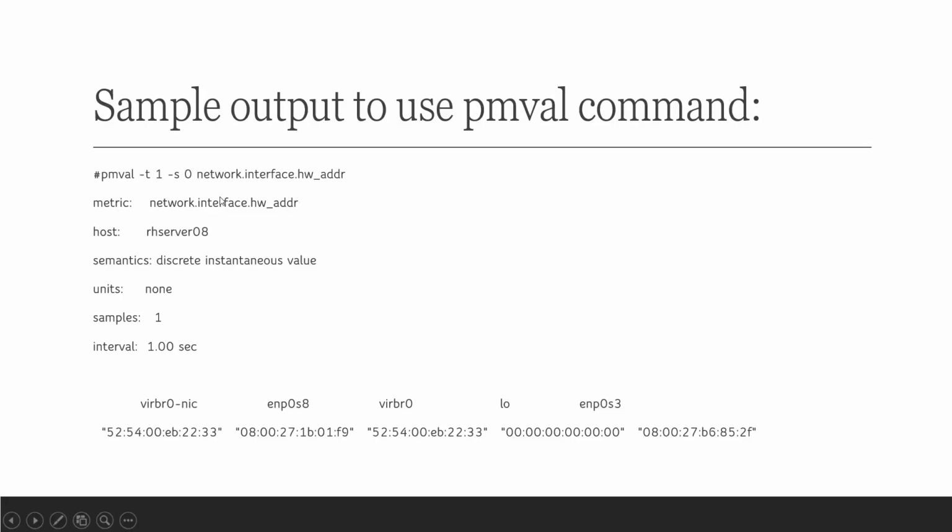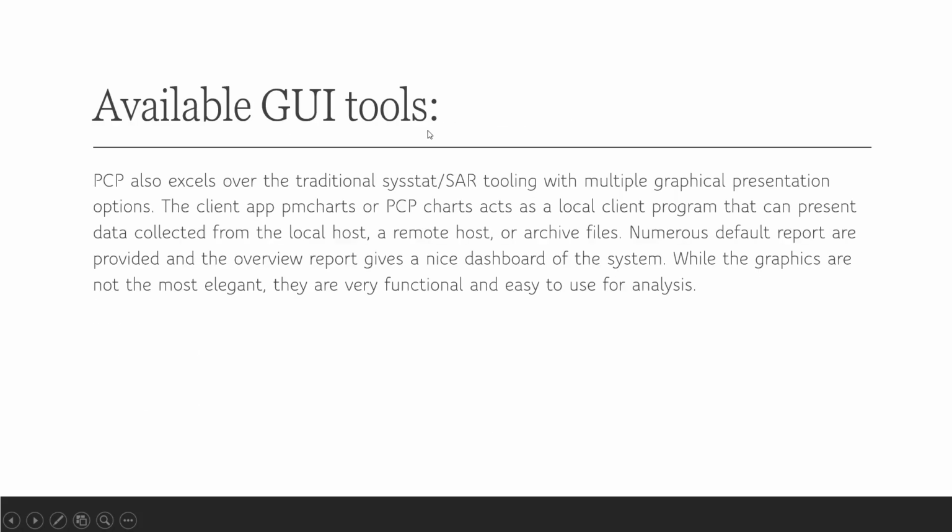Okay, so the next one, I have just given you one example of how you are going to run the pmval command if you would like to find information about your hardware address. This is how you're going to run a command to find that out. And the next slide is about the available GUI tools that we have right now. And earlier we used to use sysstat sar, right?